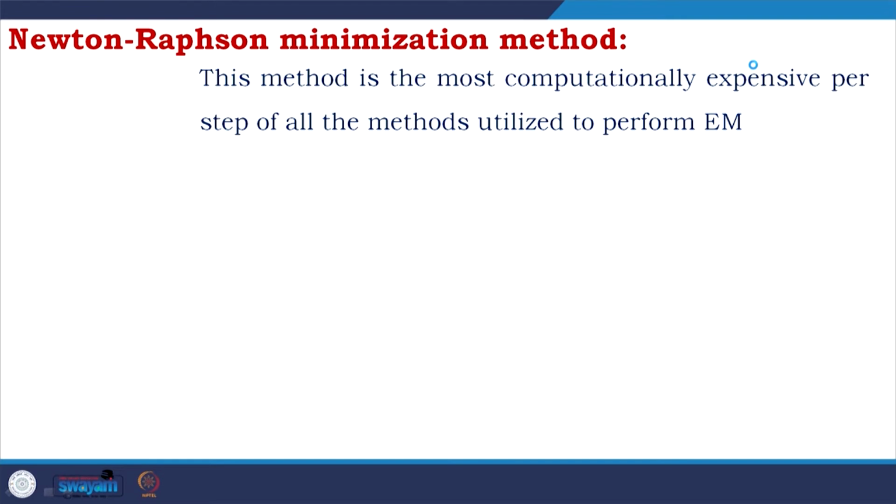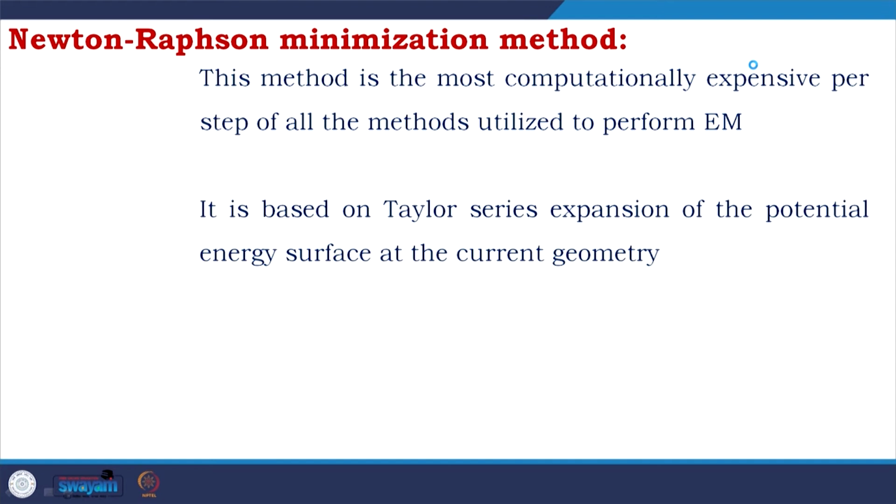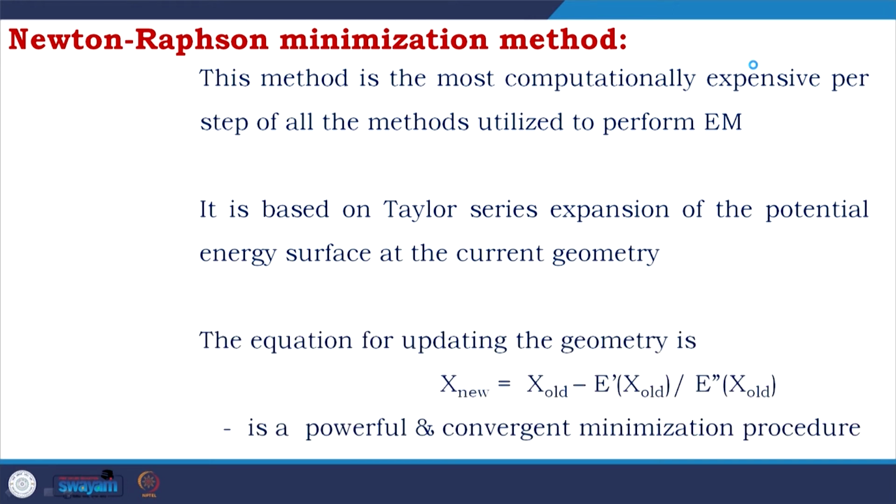Coming to the Newton-Raphson minimization method, this is the most computationally expensive per step of all the methods utilized to perform EM because of the second derivative. It is based on Taylor series expansion of the potential energy surface at the current geometry. You have already seen how we use Taylor series in different cases. The equation for updating the geometry is x new equals x old minus E prime x old by E double prime, the double derivative, x old. It is a powerful and convergent minimization procedure.